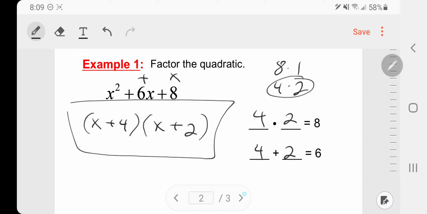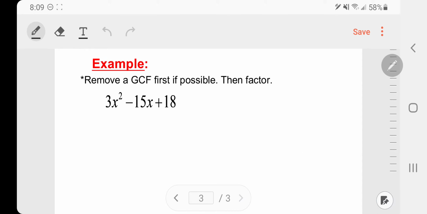All right, let's take a look at one more. In this example, we have a greatest common factor that we can divide all of our numbers by. So I'm going to go ahead and divide that out first. We know 3, negative 15, and 18 can all be divided by 3, so I'm going to divide them all by that number. So in this case, we get x squared, negative 5x, and 6.